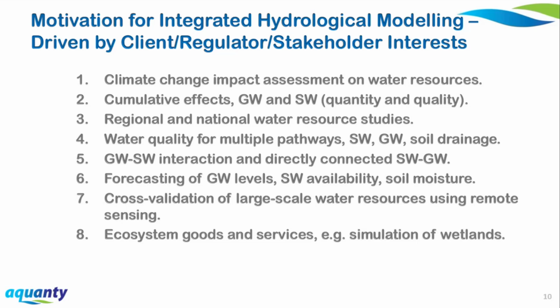Fairly new is forecasting. We're seeing a lot of HGS models being turned into forecast platforms, from forecasting groundwater levels to surface water availability or soil moisture, and even flood forecasting. Then there's cross-validation of large-scale water resources using remote sensing. I'll show an example a little later of the GRACE satellite results for an HGS model. And then ecosystem goods and services, like simulation of the presence of wetlands, persistence, and change over time, especially under climate projections.